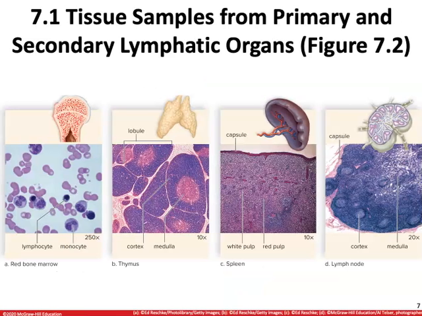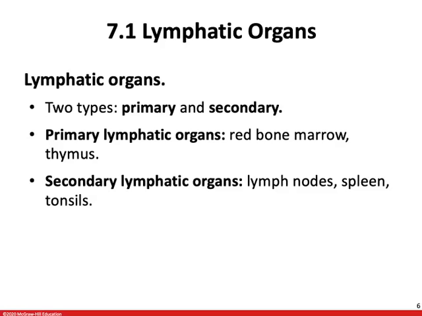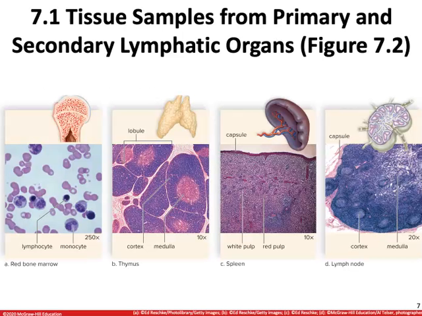There are two types of lymphatic organs. We have the primary and secondary. Our primary lymphatic organs would be red bone marrow and thymus. The secondary lymphatic organs would include our lymph nodes, spleen, and tonsils. And we're going to walk through each one of those just for a moment.